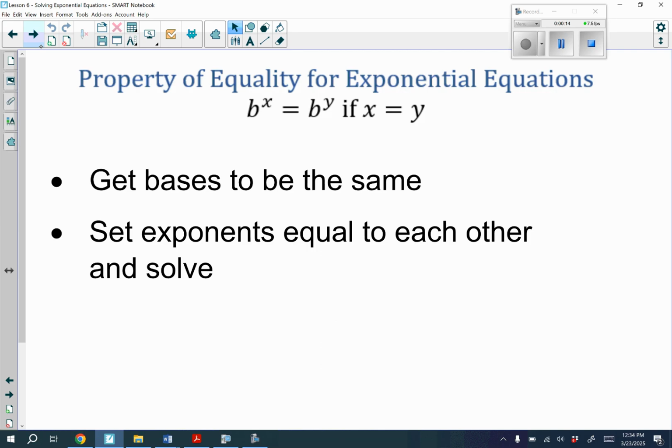Okay, so what we need to do to make sure when we solve is get the bases to be the same. So notice here this property of equality for exponential equations. What this property really means is that as long as the bases are the same, so this b and b, as long as these are the same, what we can do is we can set their exponents equal to each other and then solve.